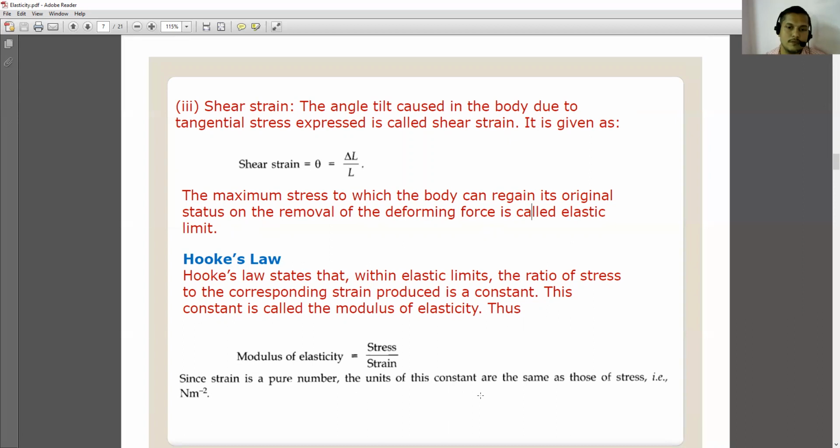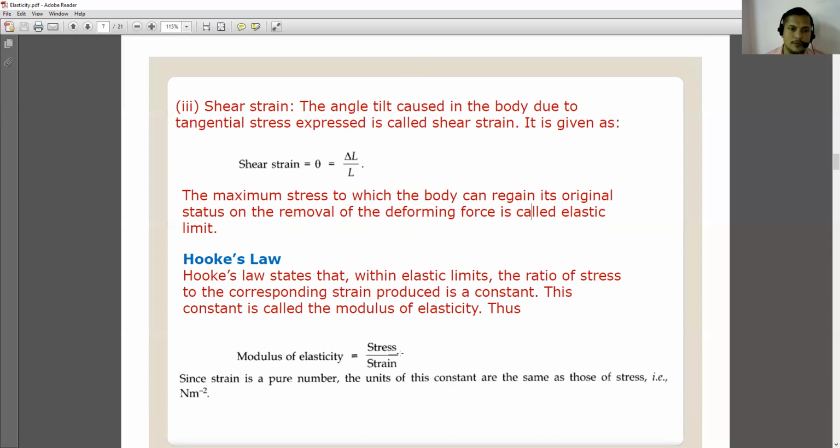So what it states, within elastic limits. So what is meant by elastic limit? We saw that just previously, the maximum stress to which the body can regain its original status on the removal of the deforming force is called elastic limit. So within elastic limit, the ratio of stress to the corresponding strain produced is a constant. And it is given by stress divided by strain.